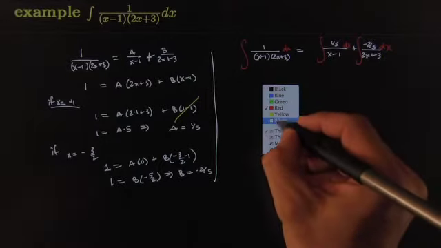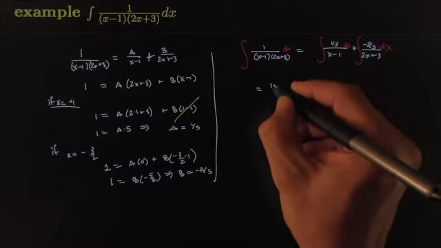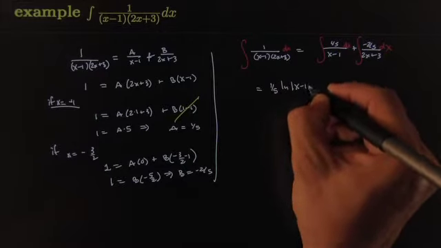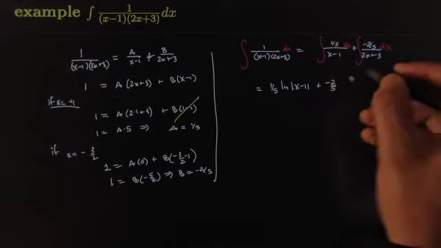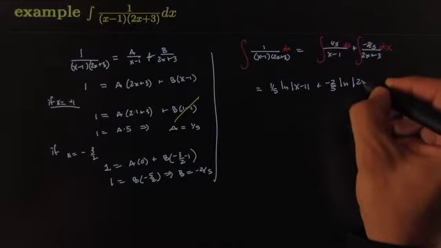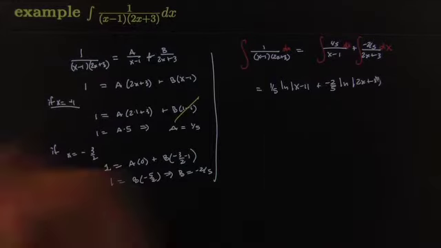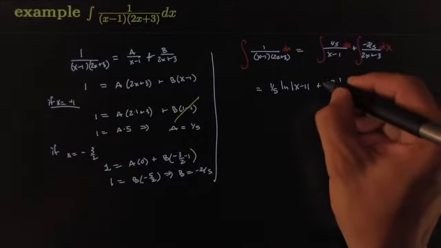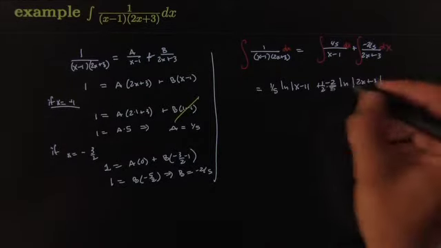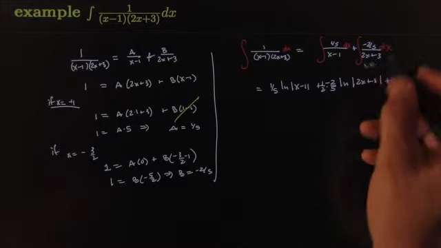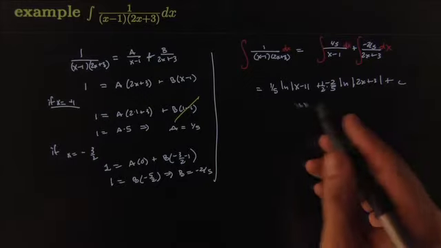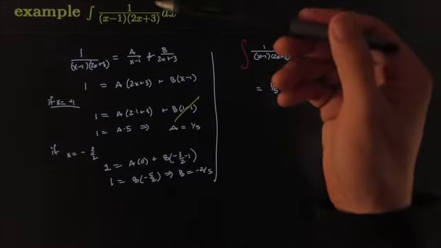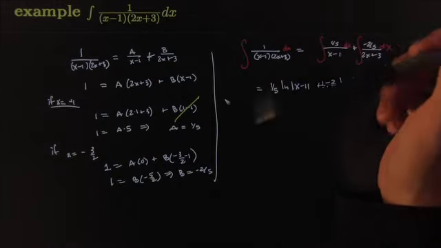Now I can go ahead and finish it immediately. This would be 1/5 ln of |x minus 1|, and this would be negative 2/5 times ln of |2x plus 3|, absolute value, and there may be a factor of 1/2 there if I was to do it the u-substitution way, because of that too. And that's it. We've solved the integral of this using the famous partial fraction decomposition.